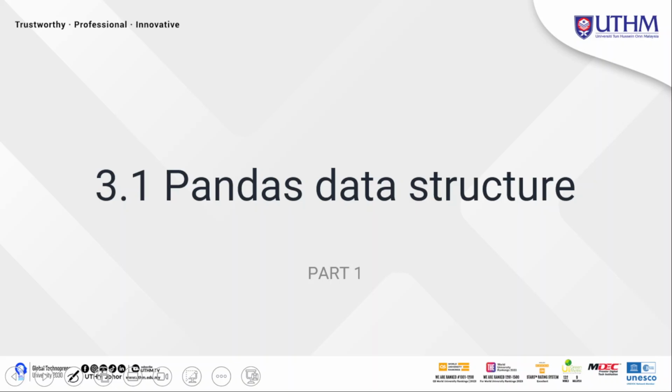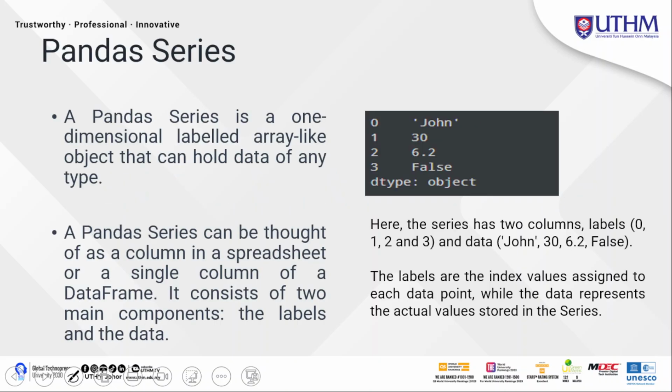Okay, let's go with the first part, Pandas data structure. Pandas Series. A Pandas Series is a one-dimensional labeled array-like object that can hold data of any type. For example, you can see here, a Pandas Series can be thought of as a column in a spreadsheet or a single column of a DataFrame. It consists of two main components. One is known as the label, another one is the data. So in this example, this one is known as the data and this one is known as the index. Index means it refers to the position, and it is also known as a label. Data is the record, the value that is assigned to that particular index or label.